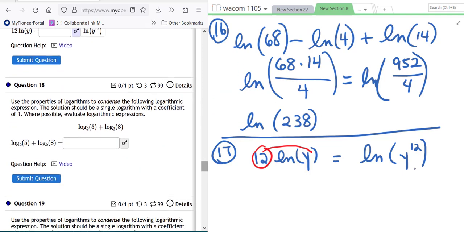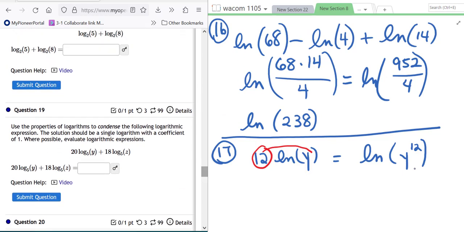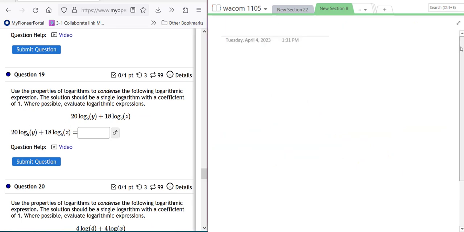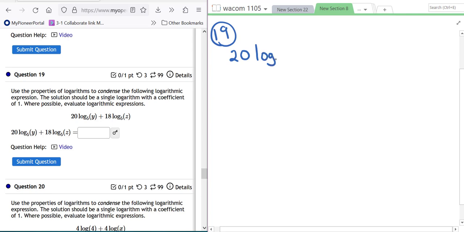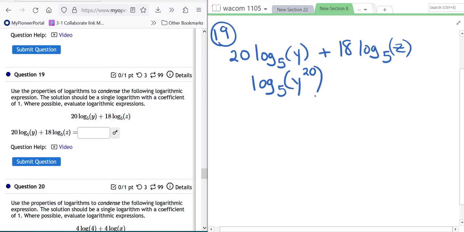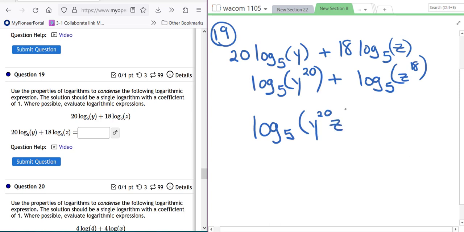All right, 18 I skipped. 19, we'll see how this one goes. So we have 20 log base 5 of y plus 18 log base 5 of z. And so first you will need to put the exponents back on, and then you will need to write it as a product. So this will be the log base 5 of y to the 20th plus the log base 5 of z to the 18th. Right, now to condense, log base 5, it's plus, so it is a product, y to the 20th, z to the 18th.